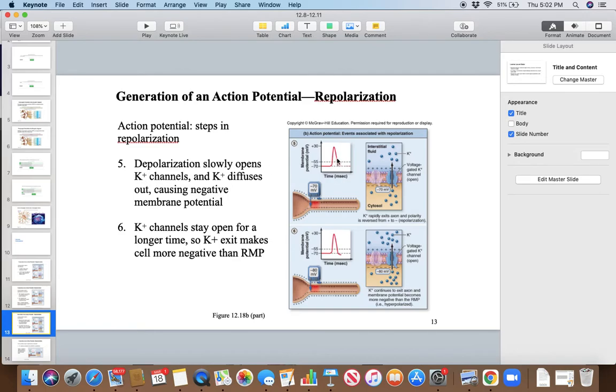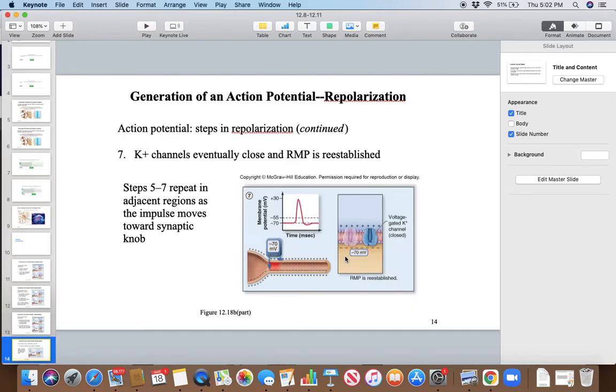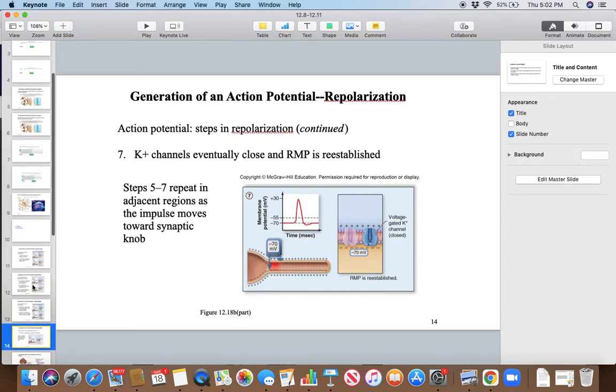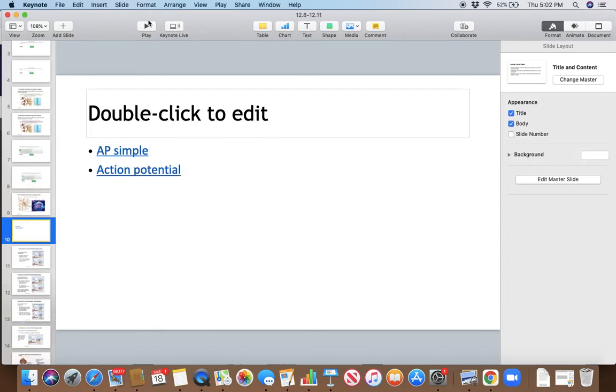The potassium channels open more slowly. Once they're open, potassium can leave. Those positive ions leaving makes the cell more negative, as we can see here. And it takes those channels a while to close, so the cell becomes more negative than the resting membrane potential. And then eventually those channels close and we get back to the resting membrane potential. So that's the steps of an action potential. That will help you with one of the questions on your assignment today.